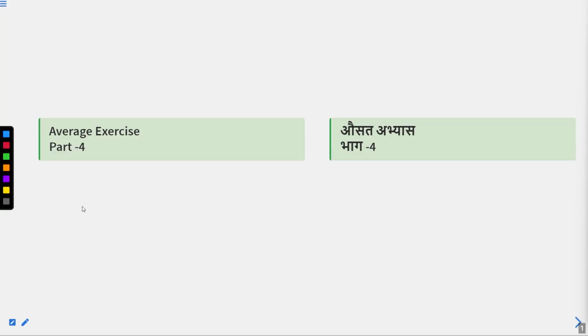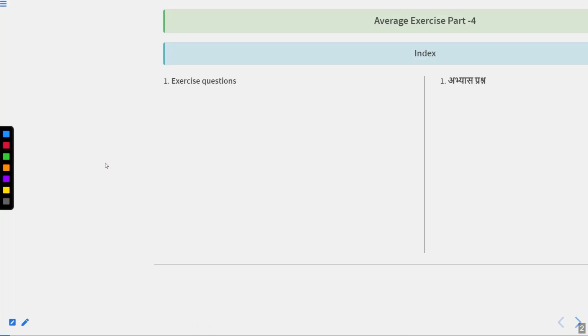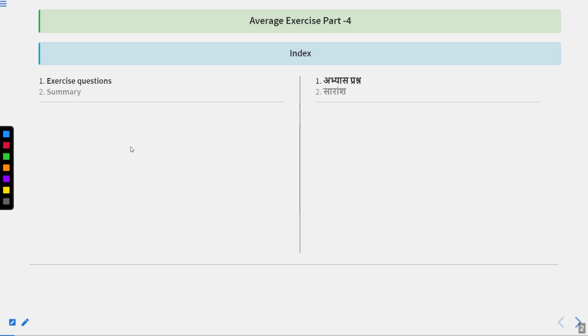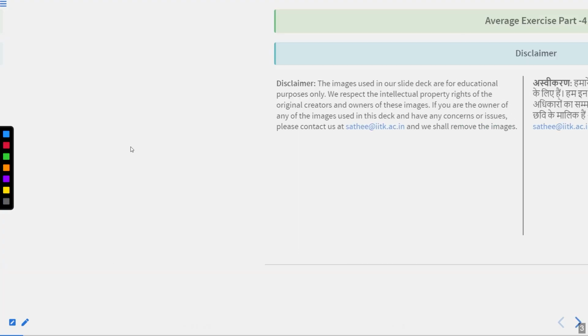Hello students, in today's class we are going to discuss Average Exercise Part 4. Now our index is exercise questions, and then we will summarize today's lecture.